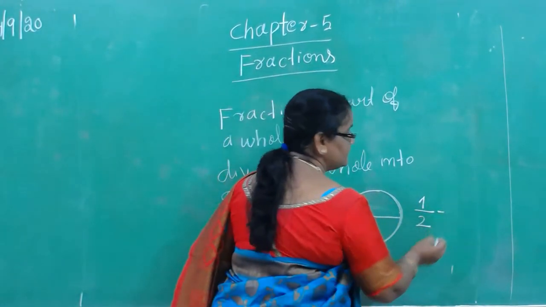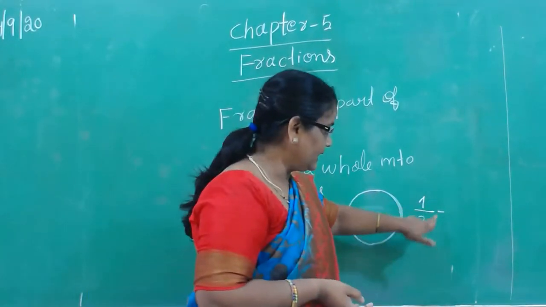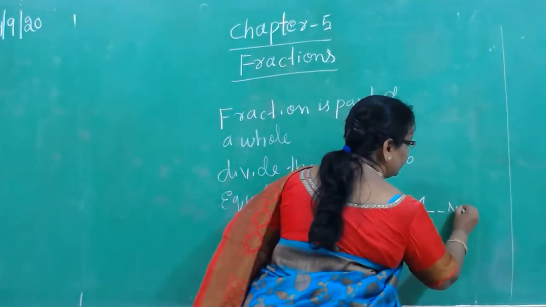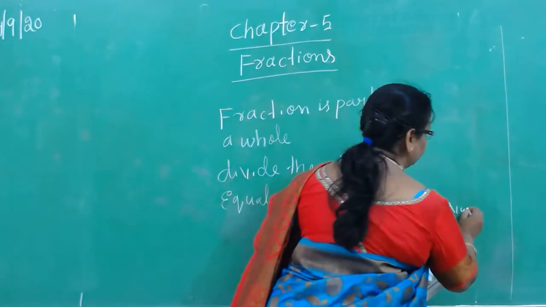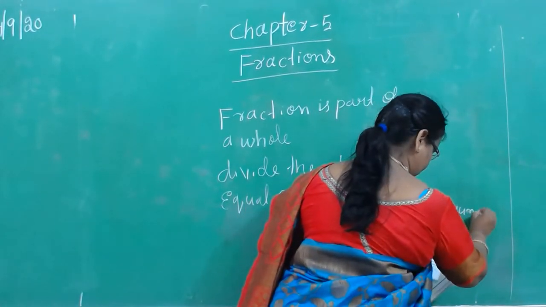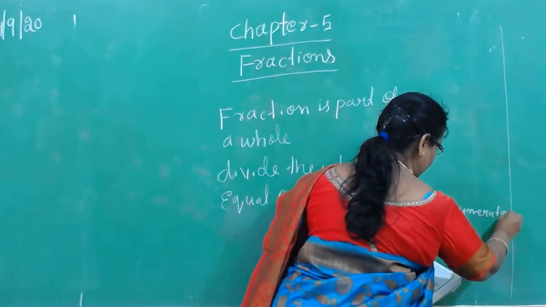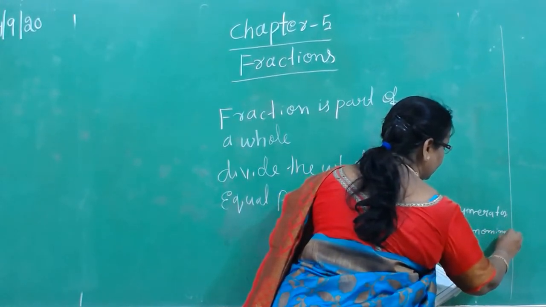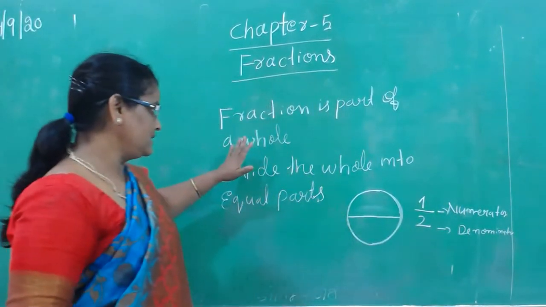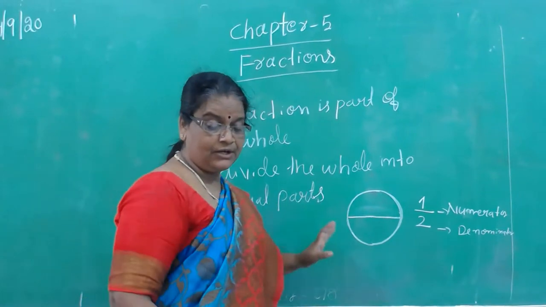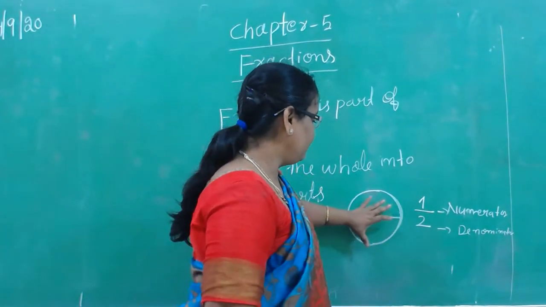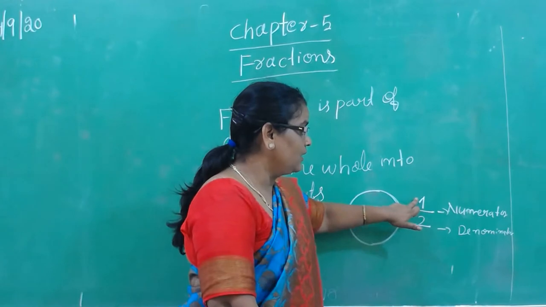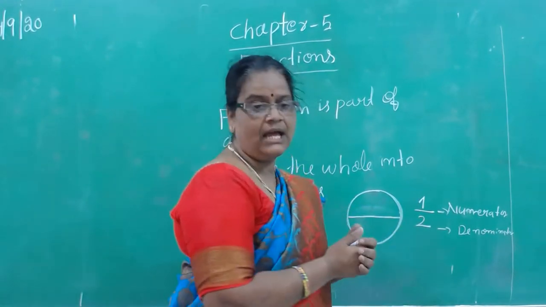Sir has given so many examples. This is the numerator and this is the denominator. So a fraction is a part of a whole. That whole should be divided into 2 equal parts. So we form a circle and divide this circle into 2 equal parts. So 1 by 2. 1 is the numerator and 2 is the denominator.